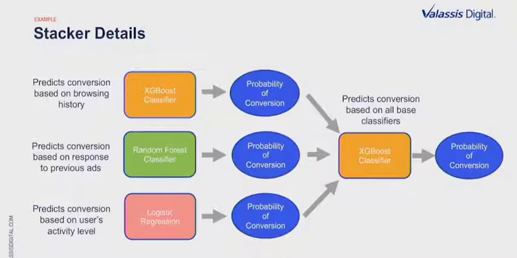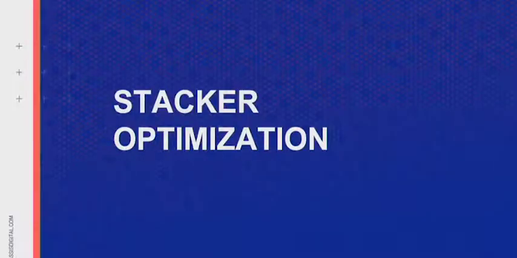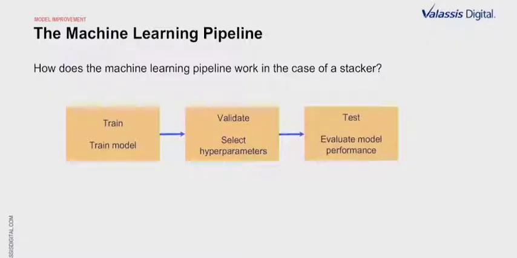So that's basically the theory behind the architecture of the solution we chose. So next up, I want to talk about how we might want to optimize and tune a stacked model. In particular, we have this fairly standard machine learning pipeline, the train-validate-test pipeline, where we train the model first, tune the hyperparameters on some validation set, and test the model performance. So how does that apply in the case of a stacked model?